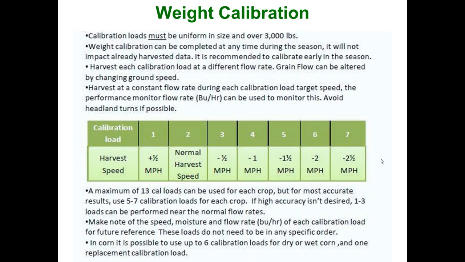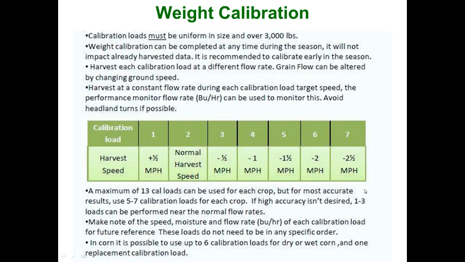As you can see on this chart here, we want to change our flow rates by changing our speeds for each calibration load. So maybe one load at normal harvest speed, the next load add half a mile an hour, another load subtract half a mile an hour, subtract a mile an hour from the normal harvest speed, and so on. A maximum of 13 calibration loads can be used for each crop.